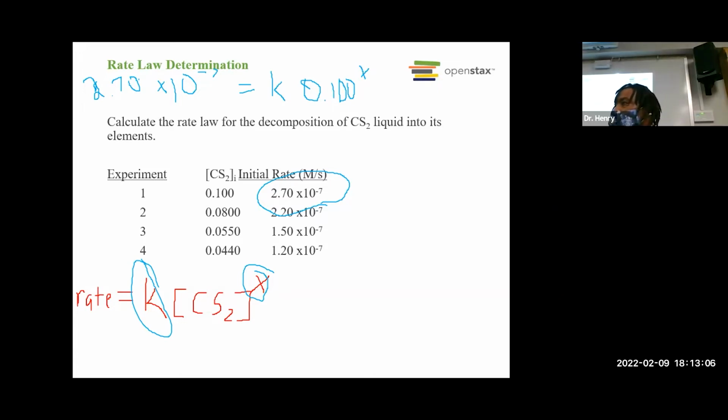Now we have two unknowns, so we need two equations to solve for those two unknowns, right? So then we need to set up another equation. So we can use that second one, 2.20 times 10 to the -7 is equal to k times 0.0800 to the x power. Okay. So then we can solve for either the k or the x.